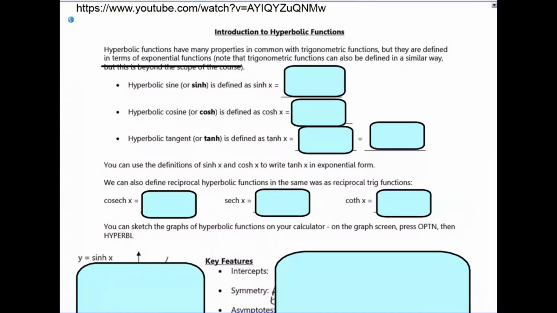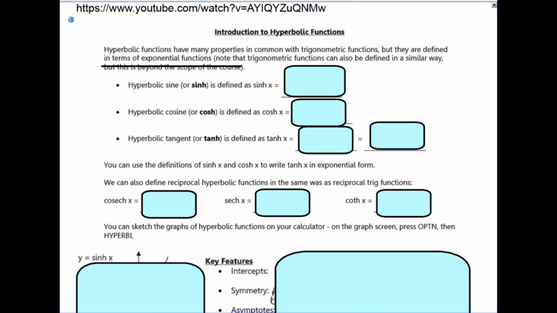So this is the first lesson in the hyperbolic functions pack. Hyperbolic functions are very, very similar to trigonometric functions. We're going to define them in terms of exponential functions, and actually you can also do the same thing for trig functions, which we'll see later on in the complex numbers 2 pack.